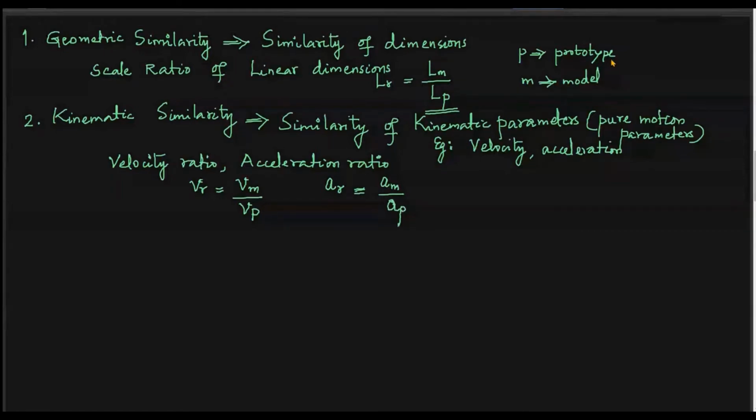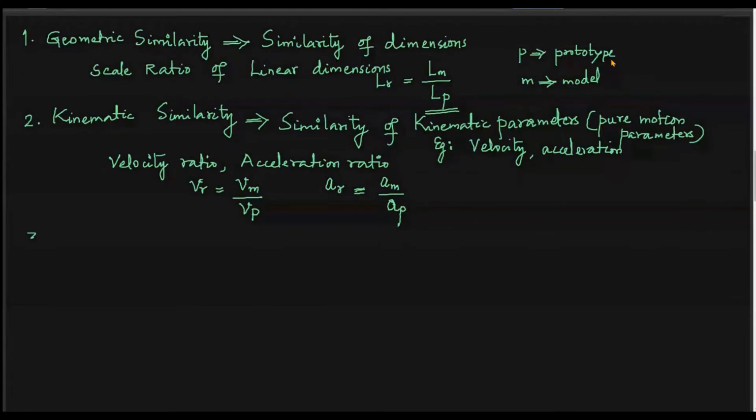When are the model and the prototype kinematically similar? The velocities of corresponding points in the model and the prototype need not be equal, but they will be proportional. The velocities and accelerations of the corresponding points in the model and the prototype will be proportional. Then we say that the model and the prototype are kinematically similar.